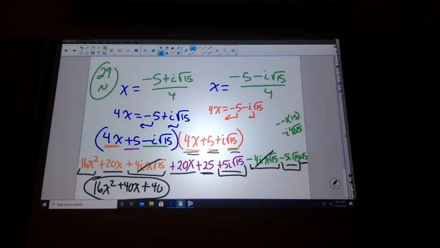Now, a little trick. Anytime you have one answer that has an i in it, it also has its conjugate pair. Imaginary numbers always come in pairs. There's always a positive and a negative component. So if I said, hey, one of the solutions is 3i, that means the other solution has to be negative 3i. They always come in pairs. And that's something that when we start getting into polynomials we'll deal with a little bit more.